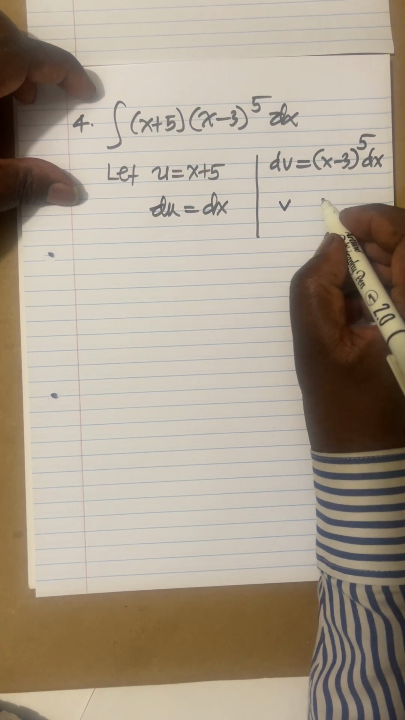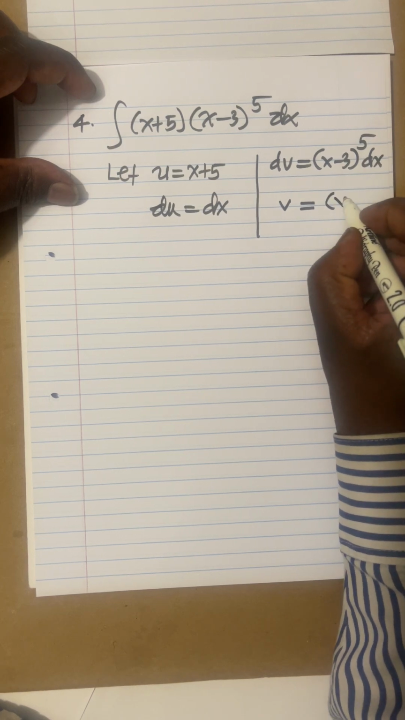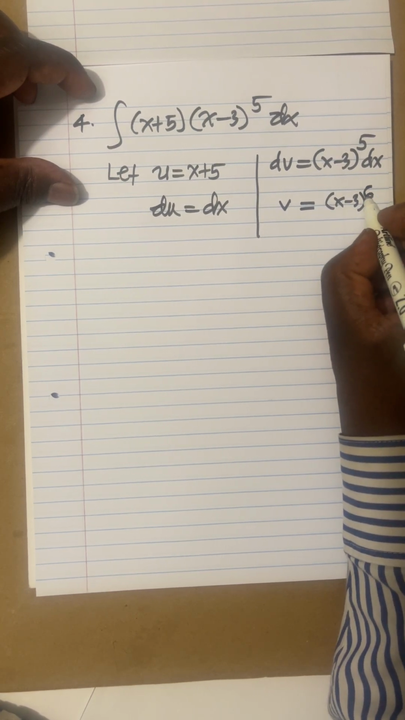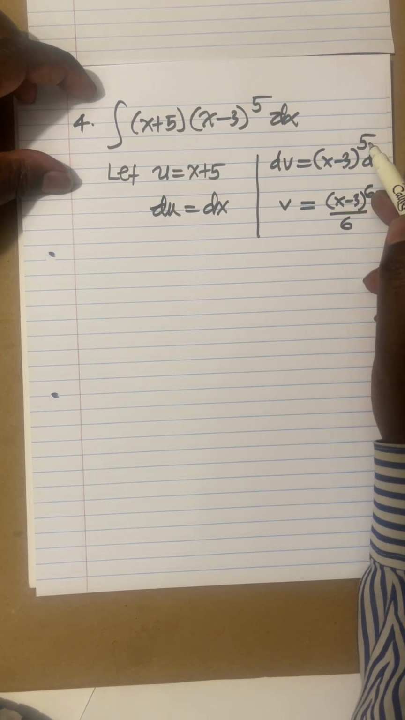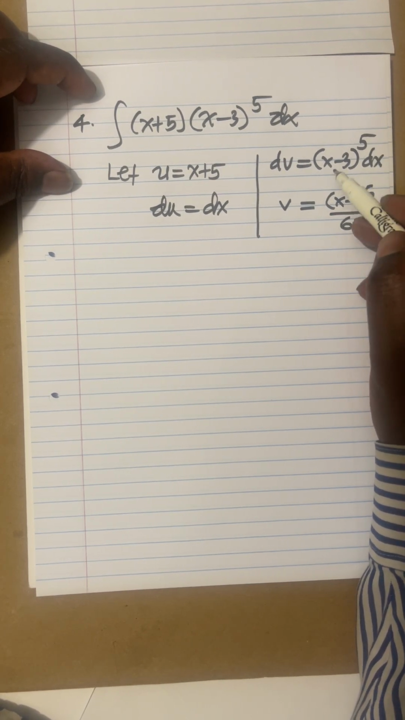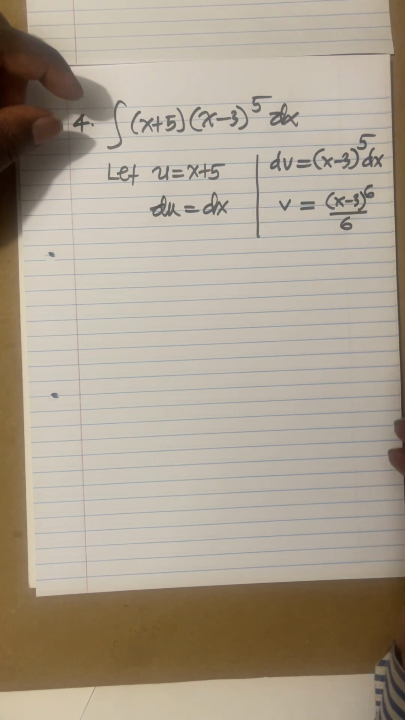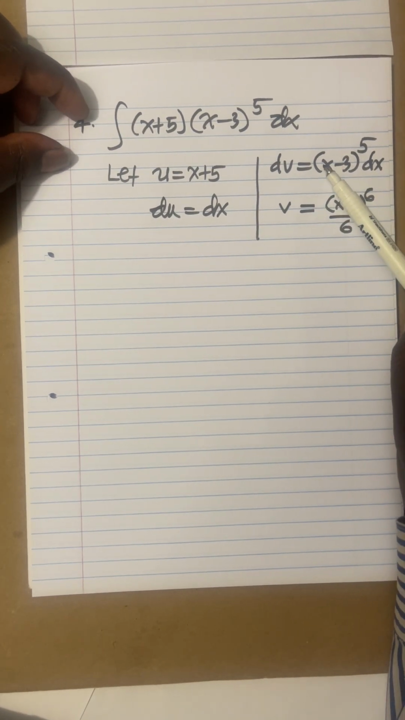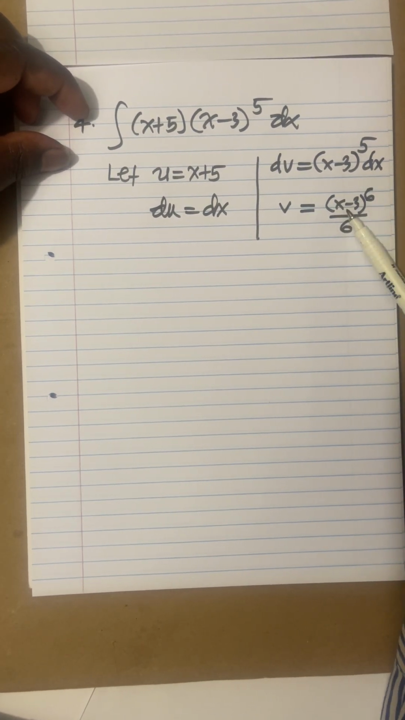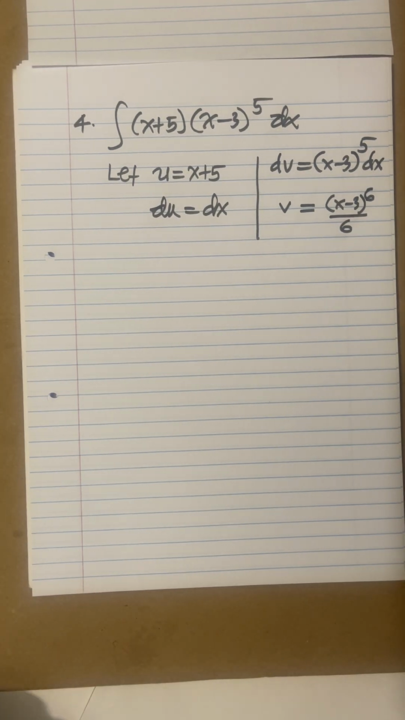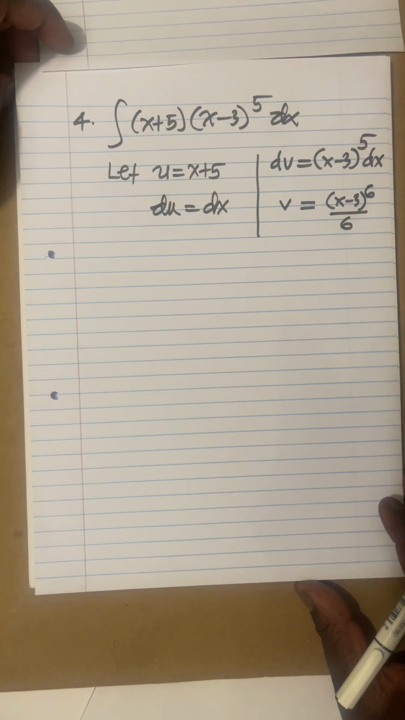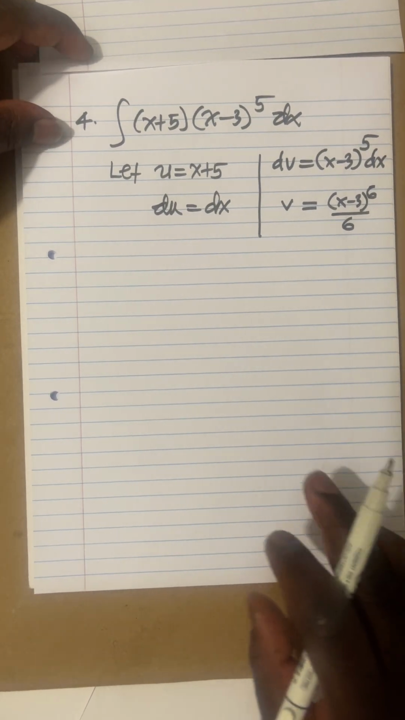So when you integrate both sides, you're going to get v equals x minus 3 to the power 6, all over 6. You add 1 to the power, and then whatever you get, divide by it in the expression. Now, if I had a 2 there, I would have divided by 2 again. So it would have been 2x minus 3 to the power 6 all over 2 times 6, which would be 12. Please check by using u substitution to see that that is correct.